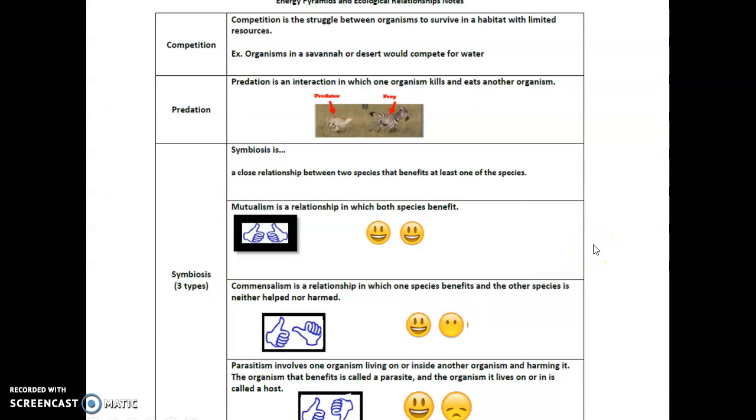Alright, so this is what your notes should look like. Please make sure you've got definitions for everything written down. Please make sure you've got some examples. I did not put examples here in my symbiotic relationships. You need to add those. So go back and look at the slides, put an example here for each one. You could definitely put the smiley faces or the thumbs up, thumbs down also.